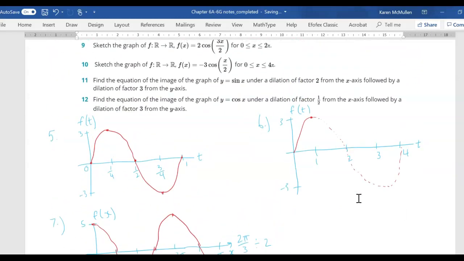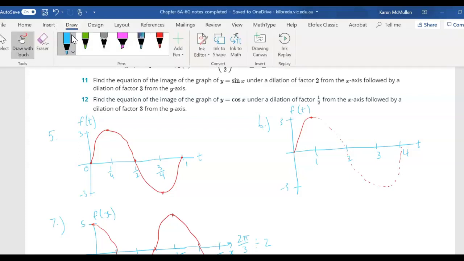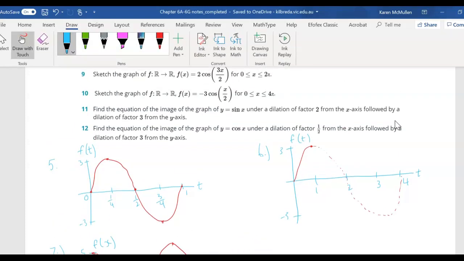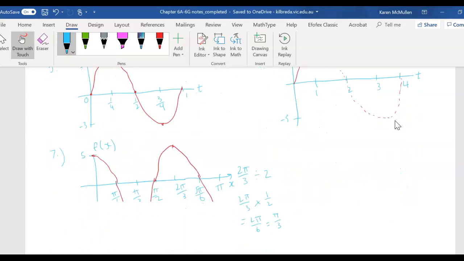What's the next one? Okay, we haven't had a negative graph. That's all good. Okay, so what do we got? -3 cos x on 2.